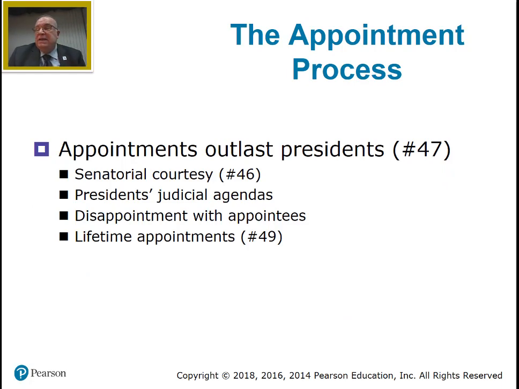The appointment process, and number 47: who is responsible for nominating judges to the federal court, all federal courts, the Supreme Court? Well, that's the president. The president does the nominating. It is the Senate, the advise and consent group, that would then approve. Senatorial courtesy is number 46.